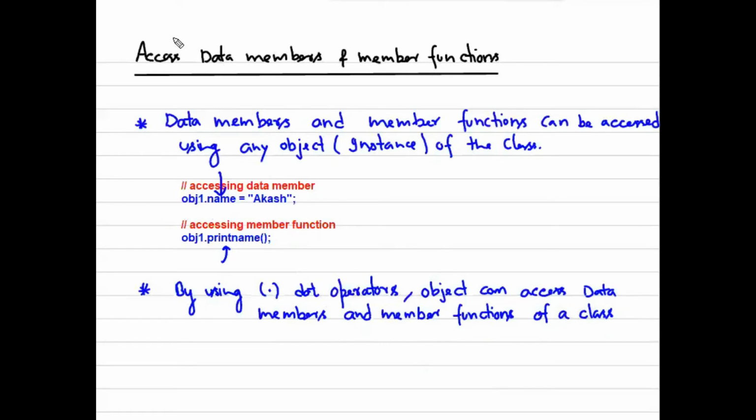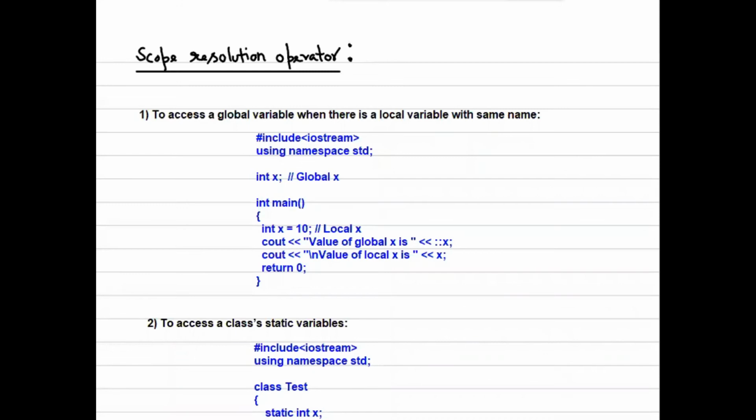If in an interview the question is how to access data members and member functions in a class, your answer should be: first of all, you need to create an object of that class, and that object can access the data members and member functions by using the dot operator. This is the correct definition. Now let's talk about the scope resolution operator. This is an operator we have used earlier as well.